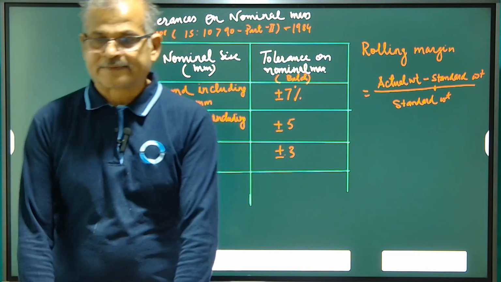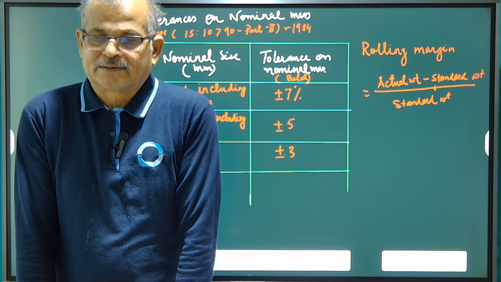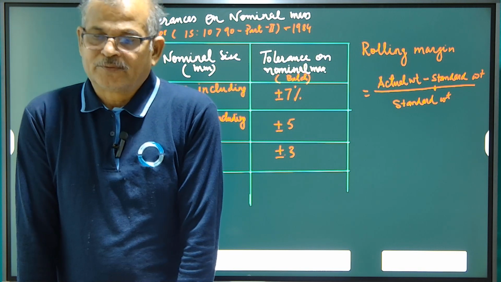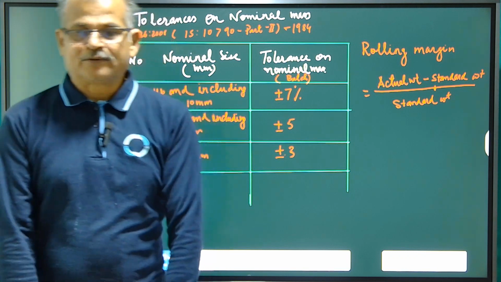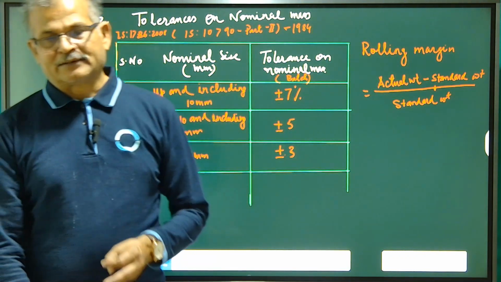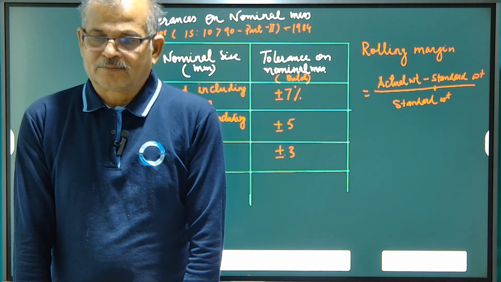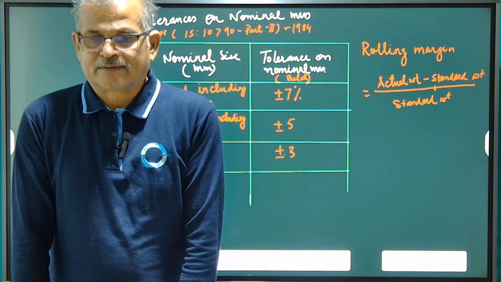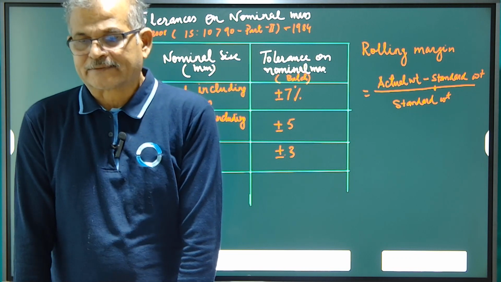With the help of these tolerances, we determine the rolling margin, which we will be studying in detail in the next video. So for this video, we have studied nominal sizes, nominal mass, and what tolerances are given in the IS code. So we finished. In the next video, we will be taking up rolling margin, which is very useful for field engineers.